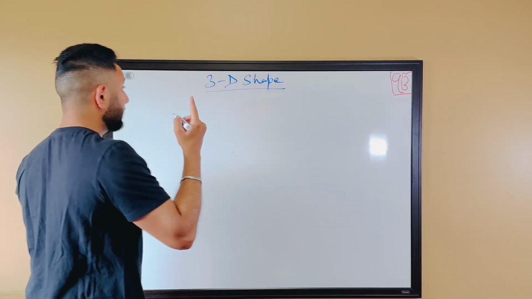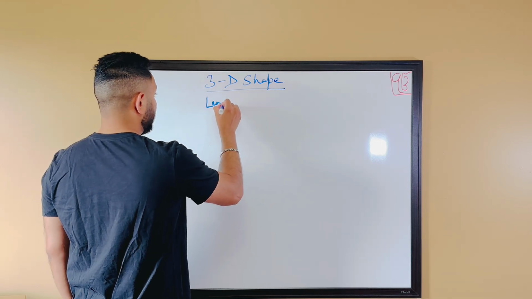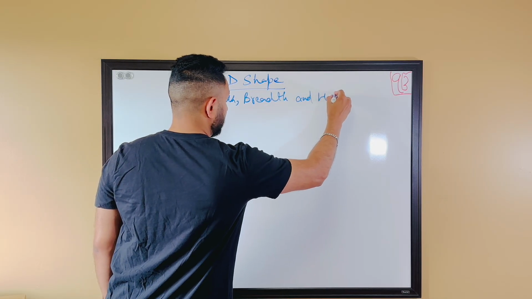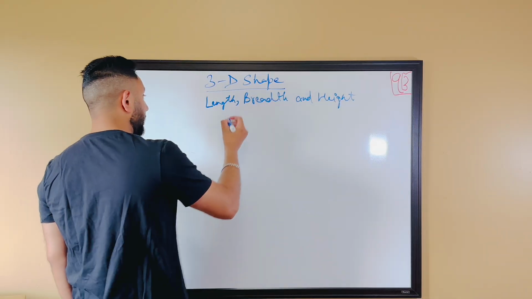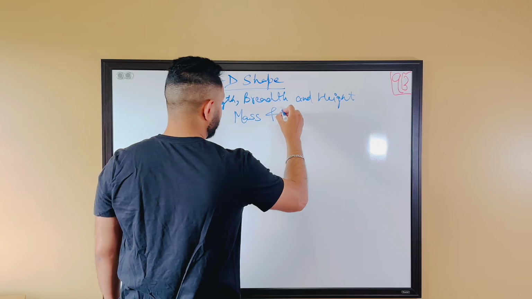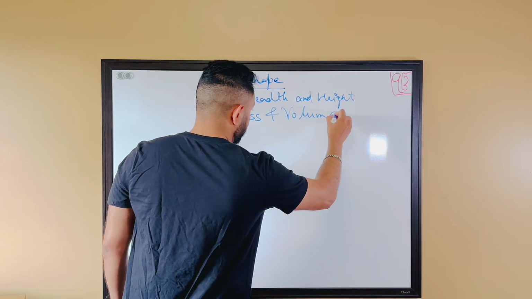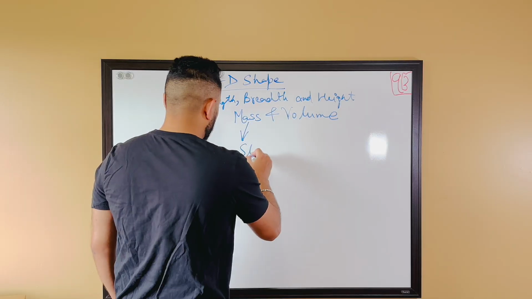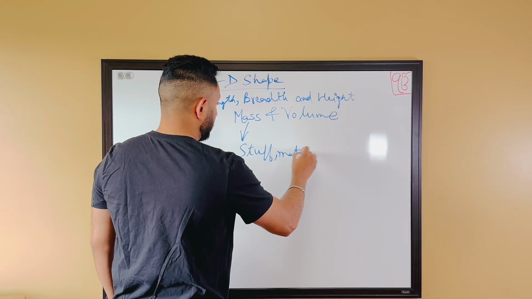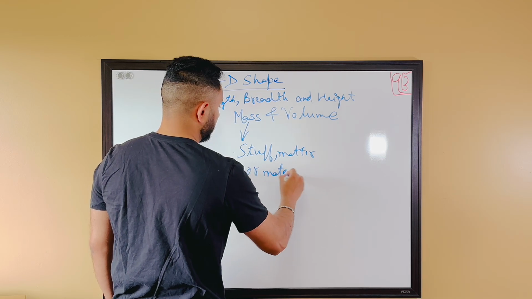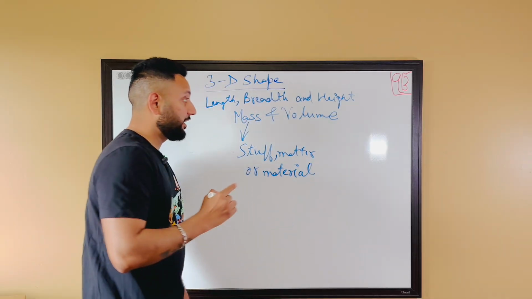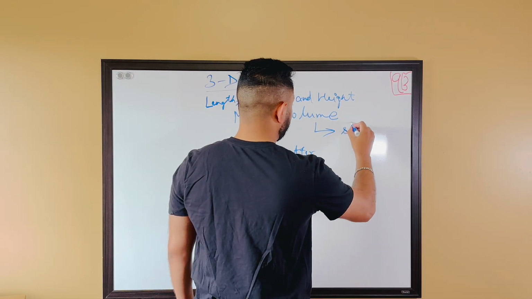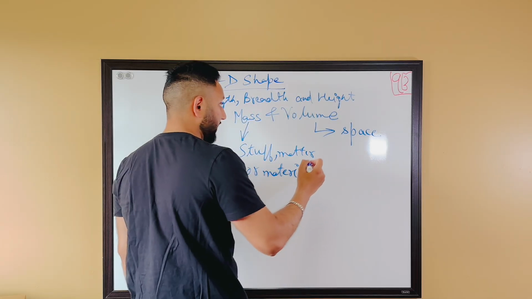They are the ones that have 3 dimensions, that is length, breadth and height. Also they have mass and volume. So what is mass? Mass tells us how much stuff or matter, or we can say material, is contained in an object. And volume tells us how much space is occupied by an object.